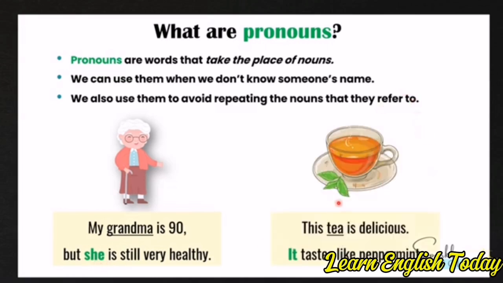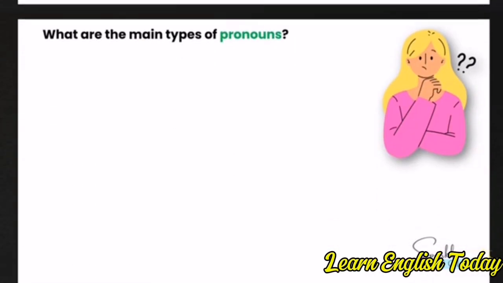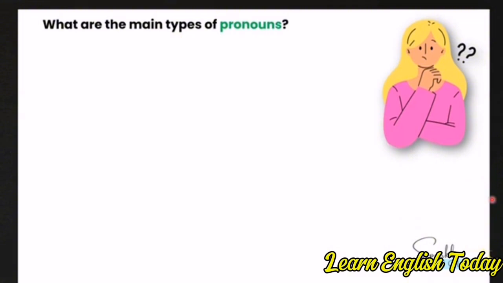Another example, this tea is delicious. It tastes like peppermint. It is a pronoun that replaces or takes the place of tea. So let's talk about the main types of pronouns.